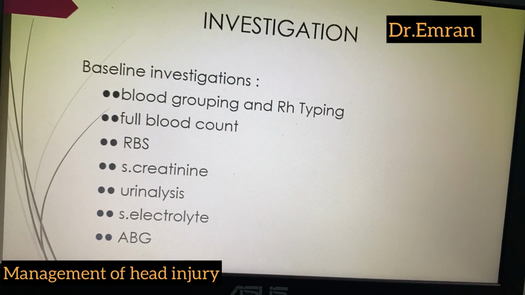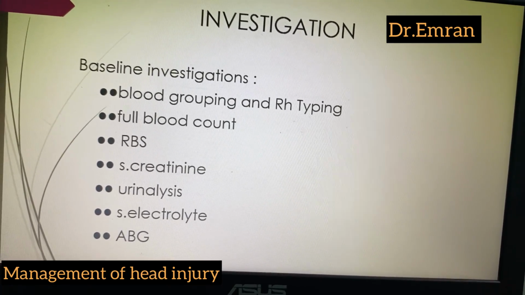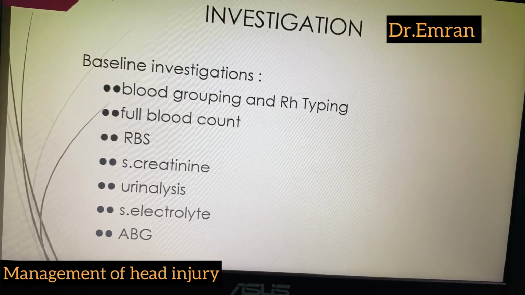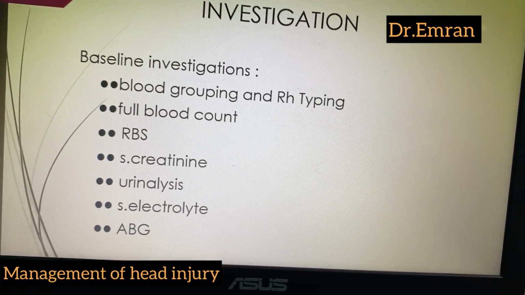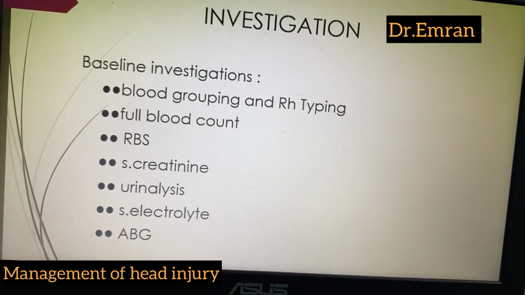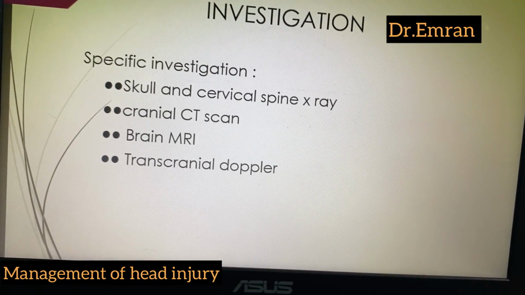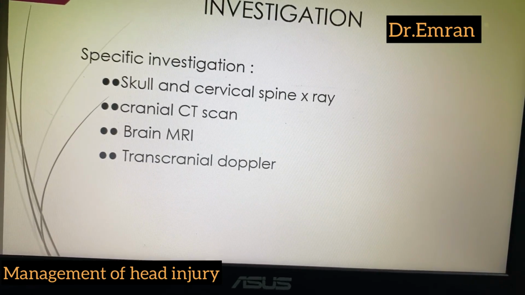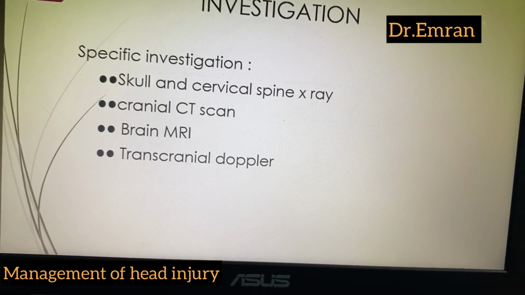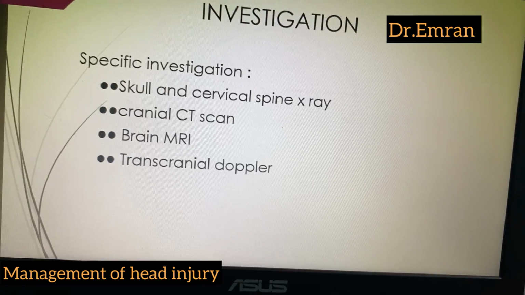This and the baseline investigations, you all know. These are adjuncts to the primary survey: blood grouping, Rh typing, full blood count, RBS, serum creatinine, urine analysis, serum electrolytes and ABG, arterial blood gas analysis. These are the very baseline investigations. And now I am going to the specific investigations like skull and cervical spine X-ray, cranial CT scan, brain MRI, transcranial Doppler.